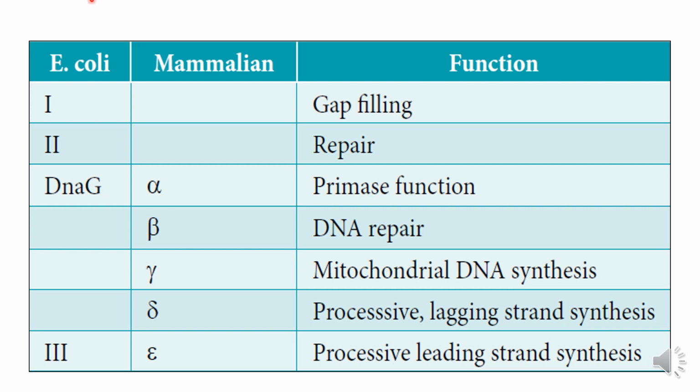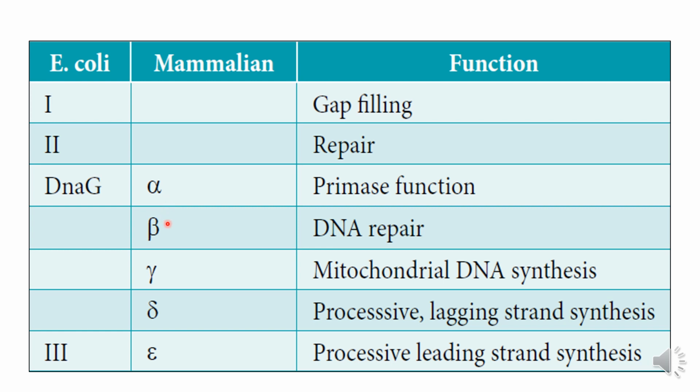Now let us look at the difference between a mammalian and E. coli DNA polymerase. So here we will be comparing E. coli and mammalian polymerase. The DNA polymerase 1 in the prokaryotes does the gap filling work, the polymerase 2 does repair work, and the DNA G does the primer work. It is known as the primase. It is a separate enzyme, and this synthesis of primer is carried out by the DNA polymerase alpha in eukaryotes or in mammals.